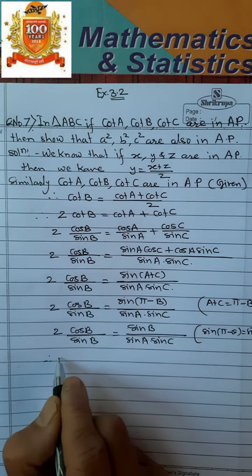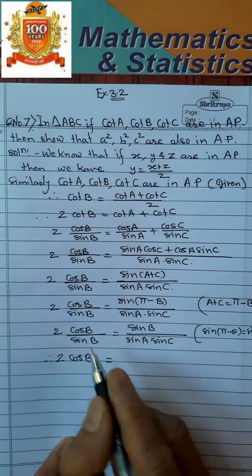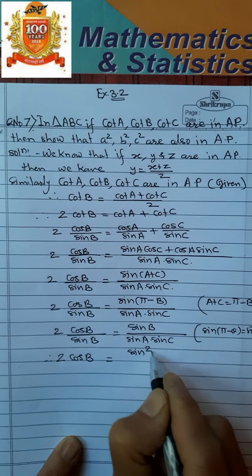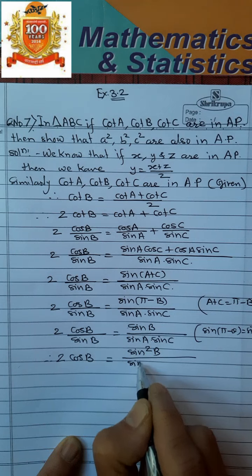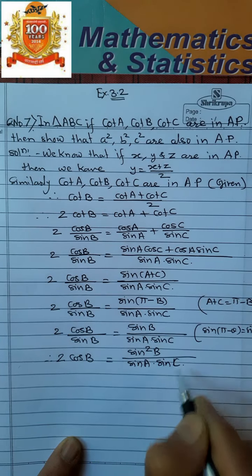Therefore, 2 cos B is equal to sin square B upon sin A into sin C.